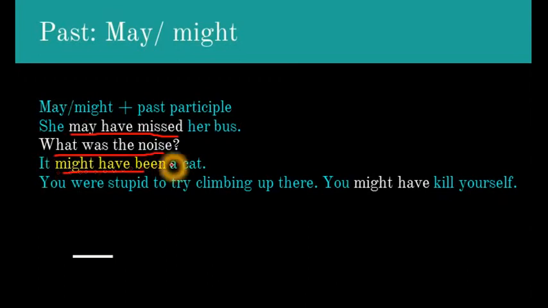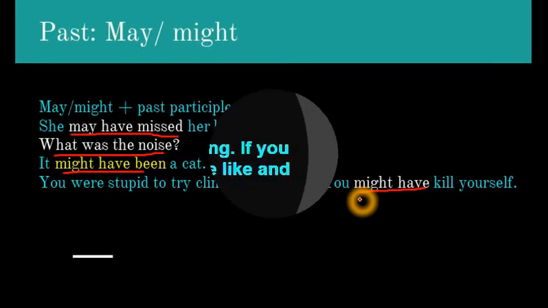It might have been a cat. It means might have is used to say that something was possible but did not happen. The second difference, which is the most important of the two: might is the past tense of may. If you can determine the tense of your sentence, you can easily choose between may and might.